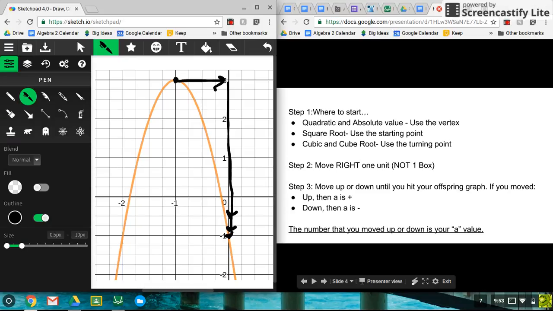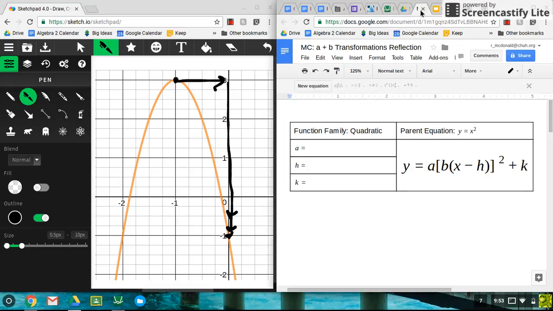So what exactly did I do? I went down 1, 2, 3, 4 units. Because I went down, my A is going to be negative. So my A this time is -4 because I went down 4 units. The biggest mistake I saw here was people wrote -1 because it hit at -1. Doesn't matter where it hits at. It matters where you count. So talk about how far you count.